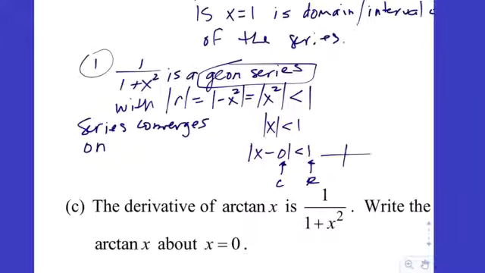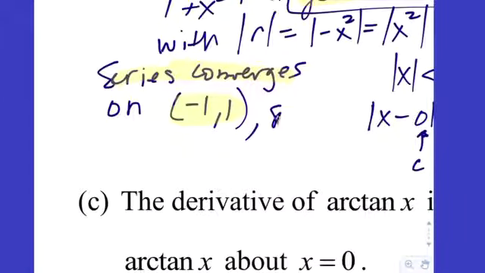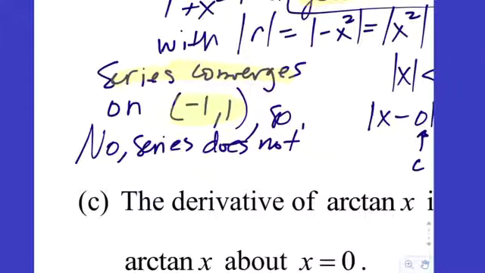If you drew your little number line, there's 0. You go one to the right to 1. You go 1 to the left to -1. We know it only converges on the interval from -1 to 1. Because it's a geometric series, we say that right up here, we don't have to test the endpoints. And now you can answer the question. So, no, the series does not converge to f of 1 because it's not in the interval that I stated above. That's one way to do it.